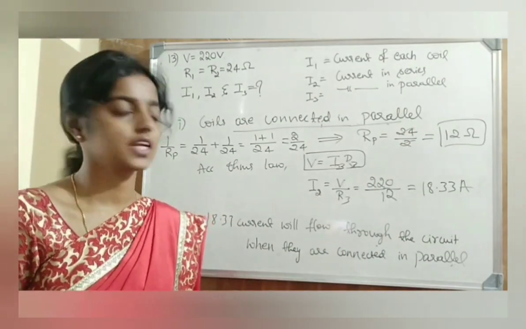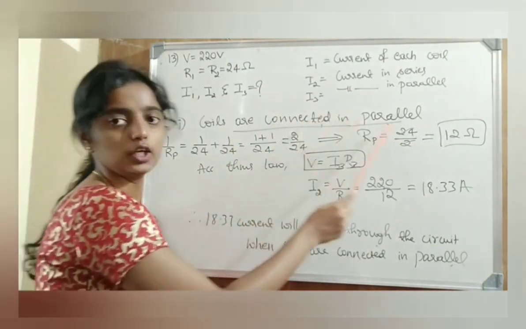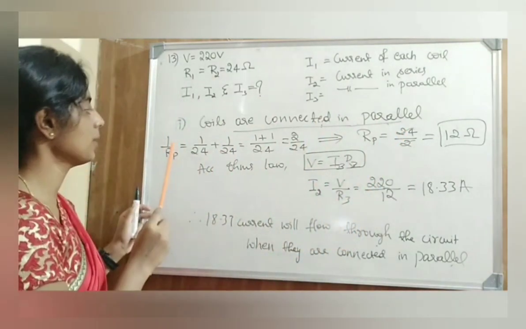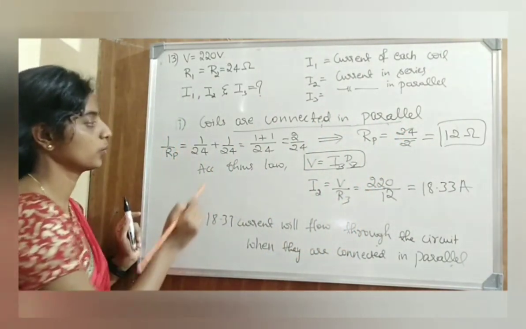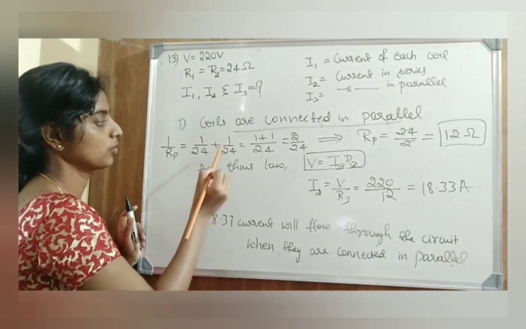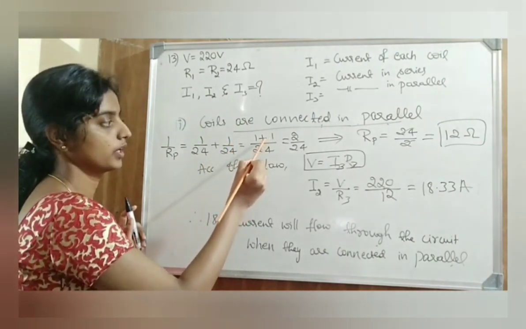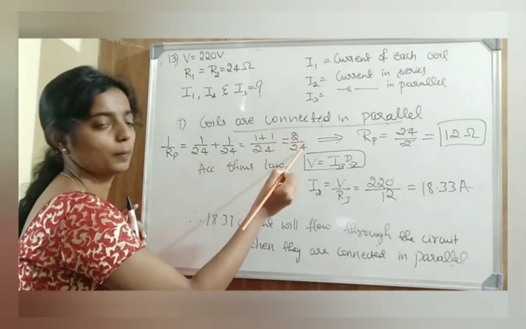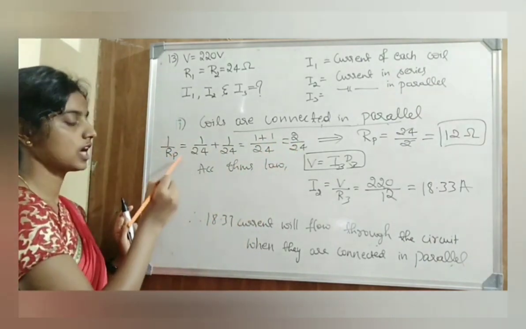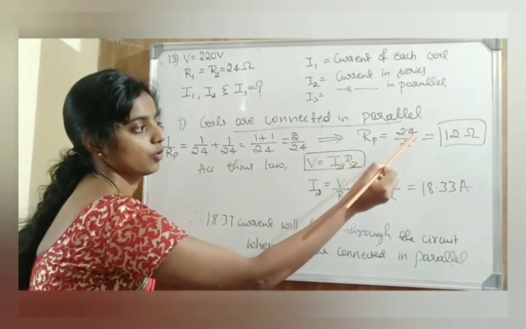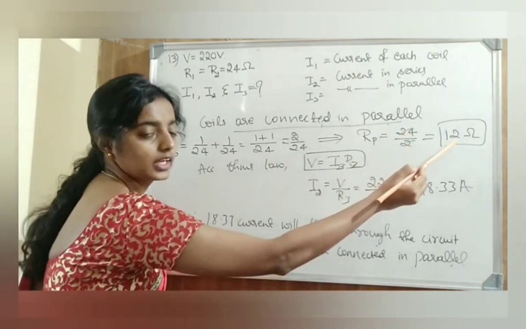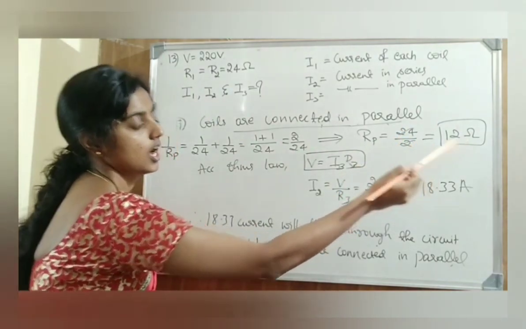Next, the third case is coils connected in parallel. We know the parallel formula. 1 by Rp is equal to 1 by 24 plus 1 by 24. The LCM is 24. The numerator is 1 plus 1, we will get 2 by 24. Reciprocal of this, Rp will be 24 by 2. Calculate, we will get 12 ohm. This is our R3 here.